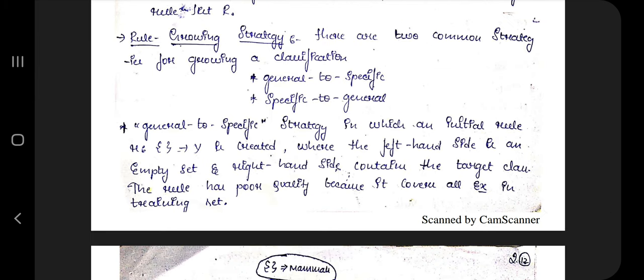Then we have the rule growing strategy. There are two rule growing strategies: general to specific and specific to general. In the previous module, I mentioned just brief information. Now we'll discuss in detail what is general to specific and what is specific to general.